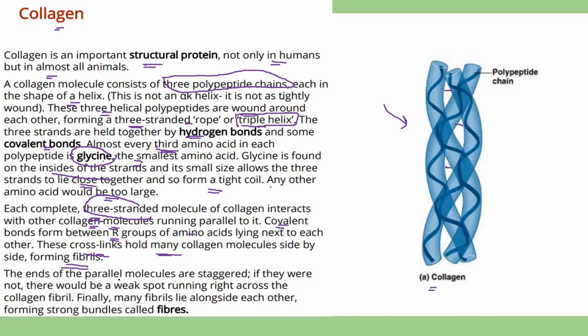अच्छा, then they're saying the ends of parallel molecules are staggered. Staggered का मतलब बेटा वो इस तरह नहीं होंगे. For example, अगर एक collagen है तो ऐसा नहीं होगा दूसरा यहीं से शुरू हो रहा होगा. मे बी वो यहाँ से इधर से शुरू हो रहा हो. ठीक है, सो इनके बीच में भी यहाँ पे बॉन्ड्स बनना शुरू हो जाएंगे. ठीक है, सो जरूरी नहीं कि वो एक ही लेंथ में हो रहे हो, तो ऊपर नीचे भी हो सकते हैं. So these parallel molecules are staggered. If they were not, there would be a weak spot running right across the collagen fibril. So basically bonding उनके बीच में भी, just see how the diagram looks like.